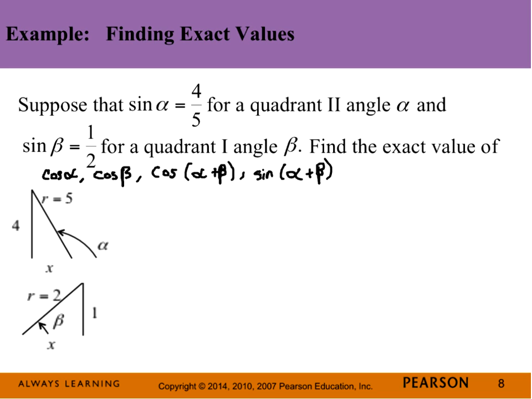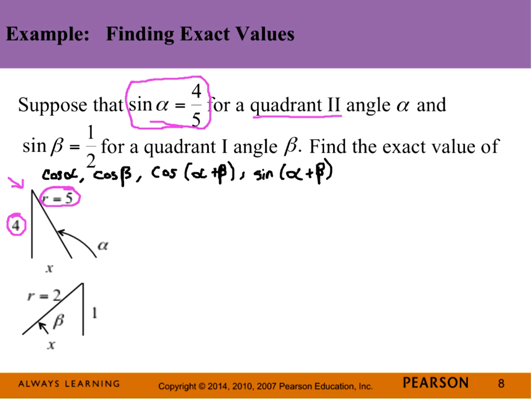We're told that the sine of alpha is equivalent to 4/5. So I have this partial diagram here. Since we know that the sine of alpha is 4/5 and that it's in quadrant 2, I know that sine is opposite over hypotenuse, and so I am able to label the opposite leg of the right triangle as 4, and I'm able to label the hypotenuse as 5.